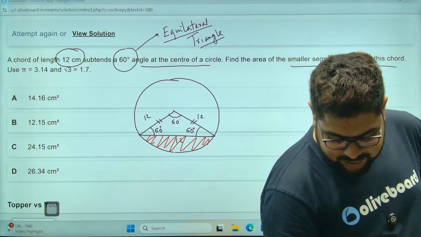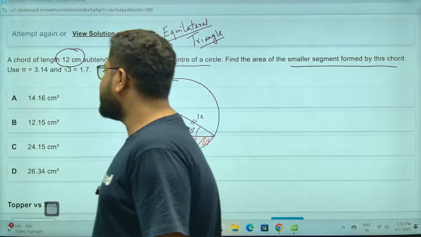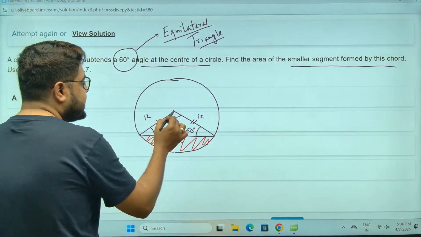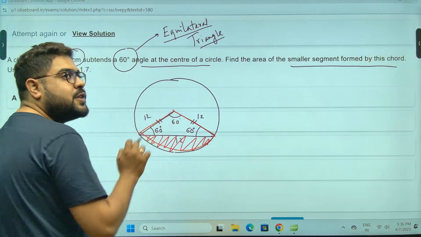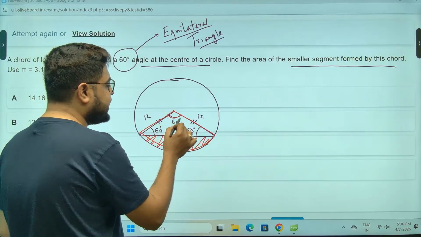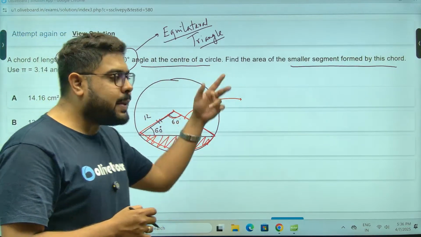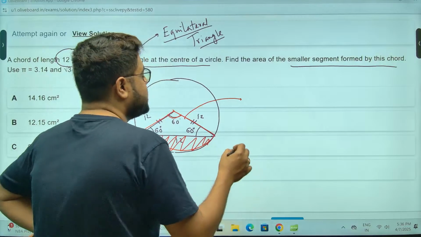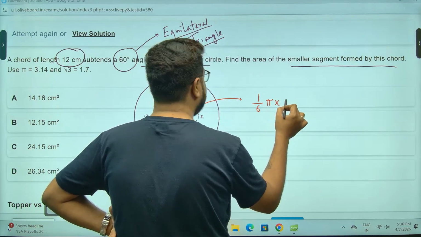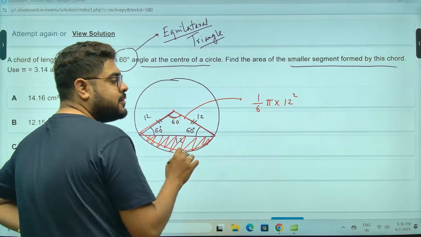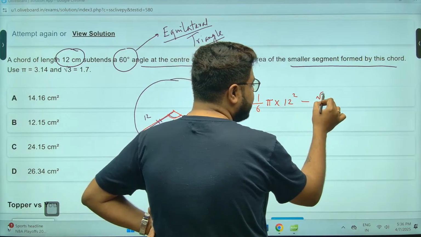Sir, this area, how to figure out? Can I say this is the area of the sector minus the area of the triangle? Area of the sector, 60 degrees, means this is 1/6 of the total circle. 60 by 360, 1/6 of the total circle. So it is nothing but 1/6 of pi r square, where r is 12, minus the area of the triangle, √3/4 into a square, that is 12 square.